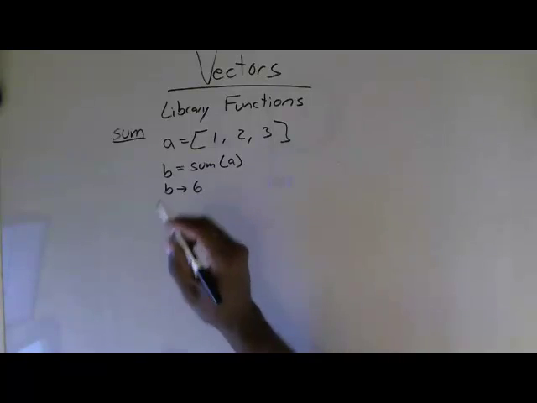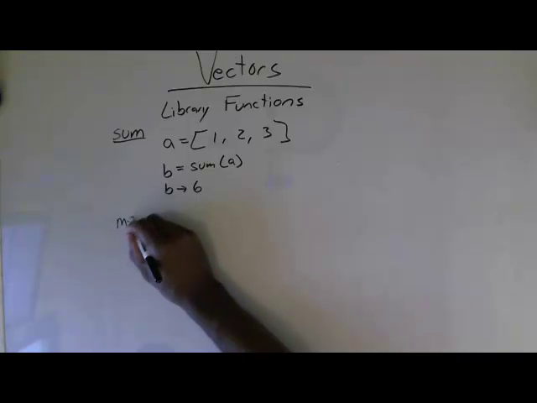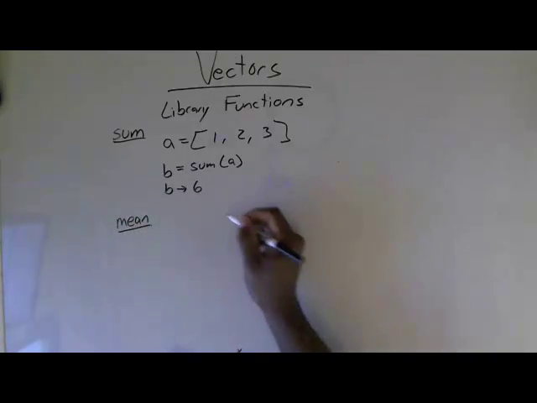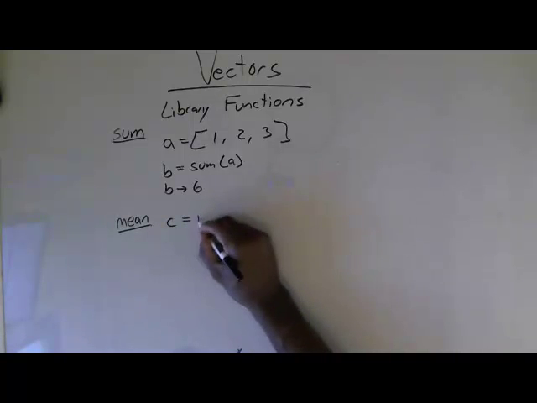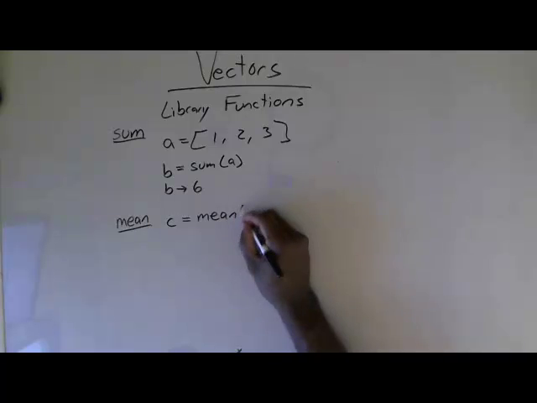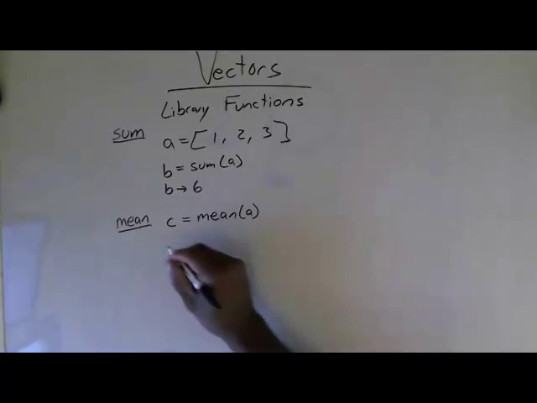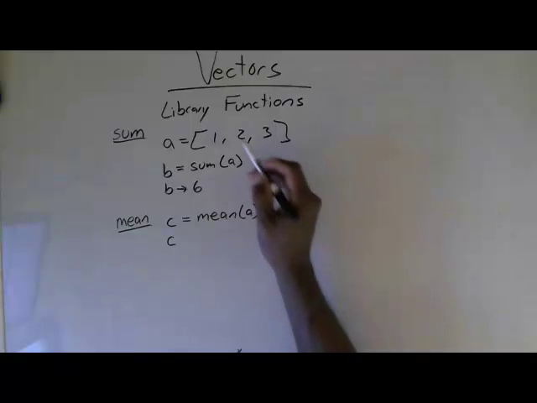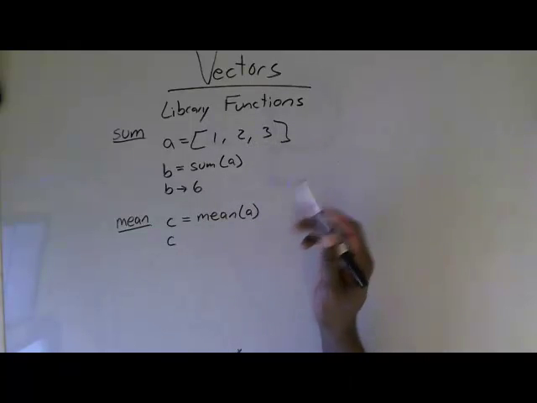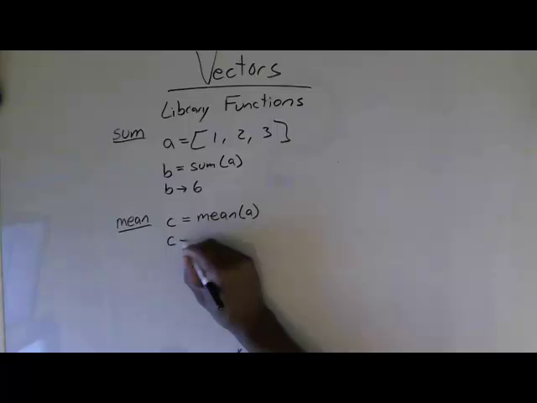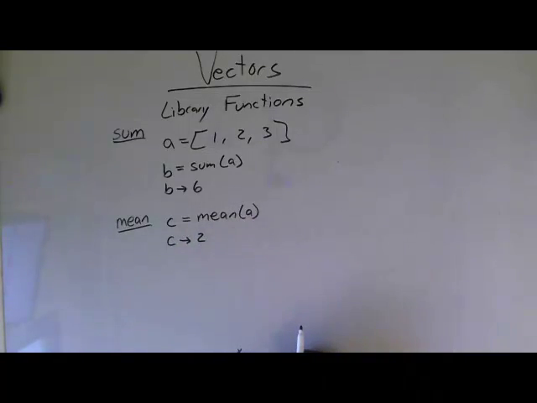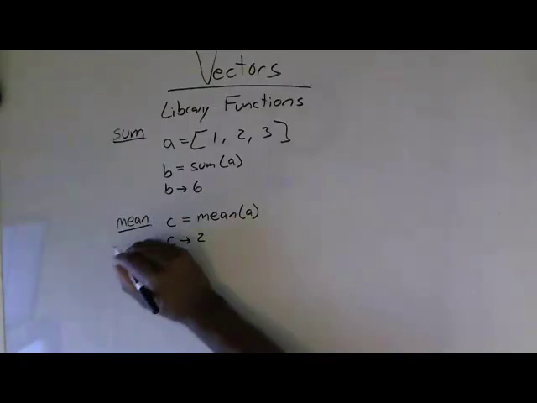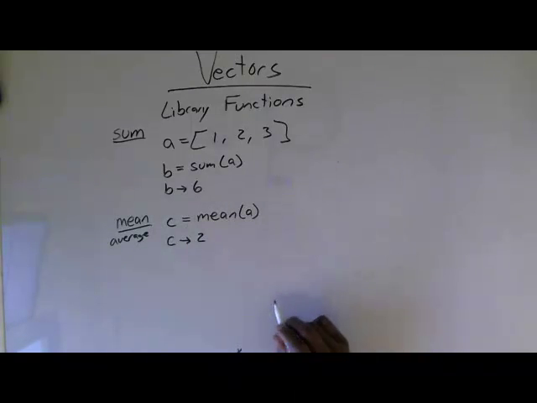If you want, you can do the mean, which is the average of a vector. So if I was looking at C equals the mean of A, then C would equal 1 plus 2 plus 3 divided by 3, which would be the value 2. Okay. So it's just the average of all the elements in the vector added.